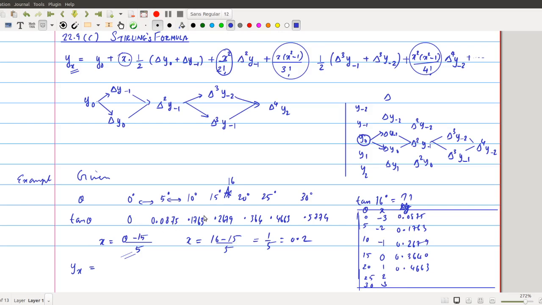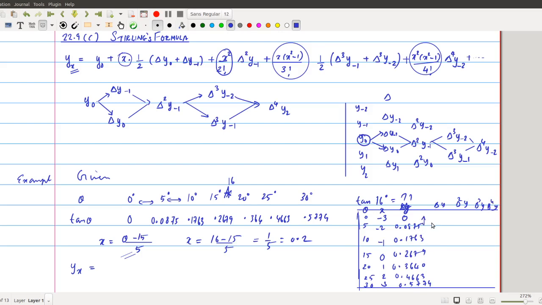Okay, 1, 2, 3, 4, 5, 6, 7. We have 7 values, since the first value is 0. So these are the values: the first value is 0, then we have this many values. These are the y values, and take delta y, delta square y, delta cube y and delta raised to 4 y. So perform all this, finding the forward difference table.